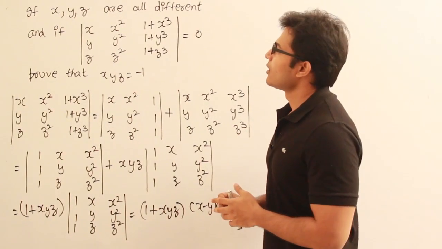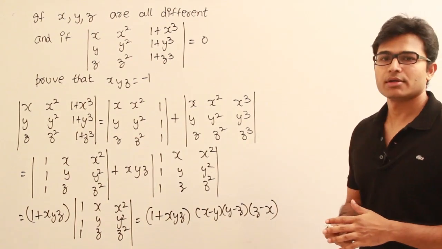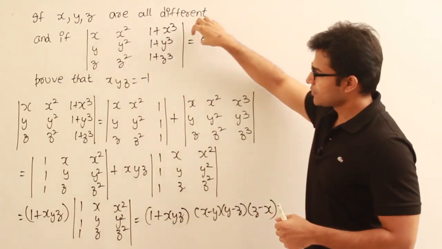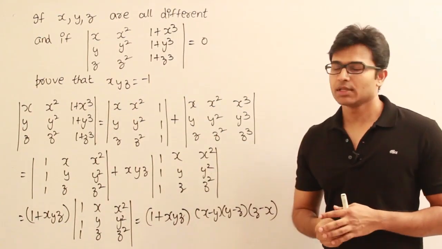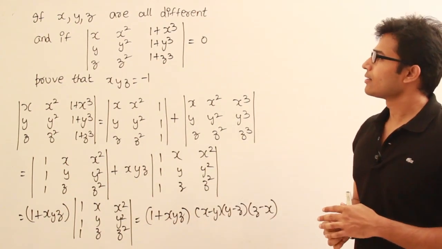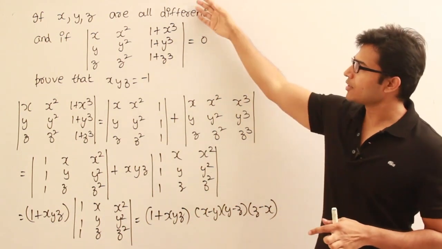Now see this. The question is: x, y and z are all different, and this particular determinant is equal to 0. Then we have to prove that xyz equals minus 1. So how we can do this is, let's find out the determinant and then let's talk about the other things.